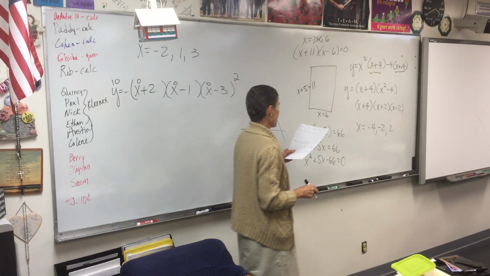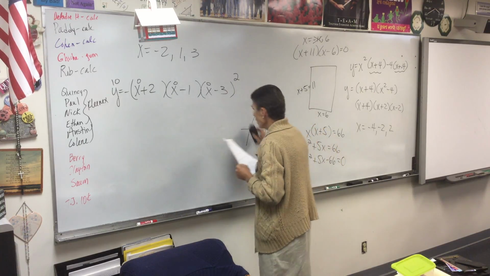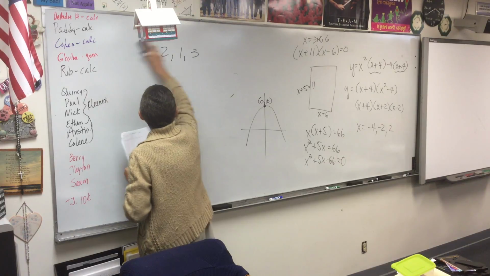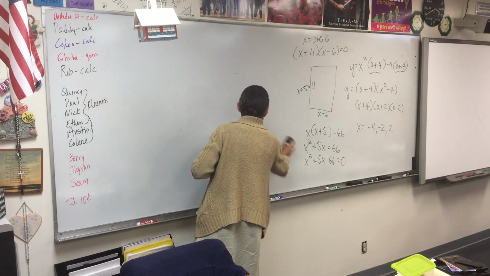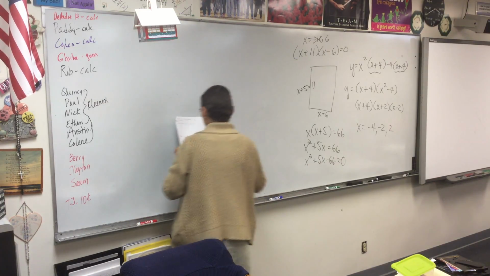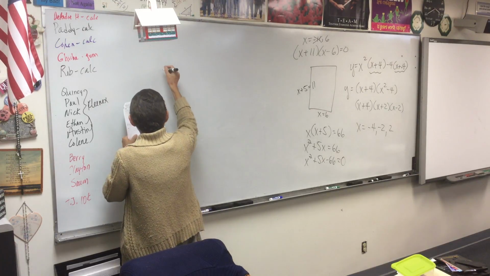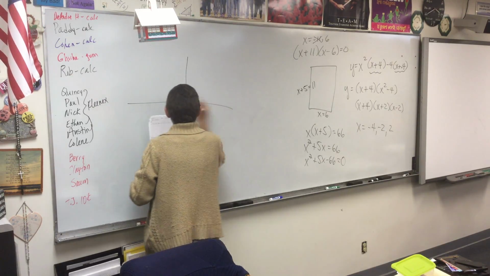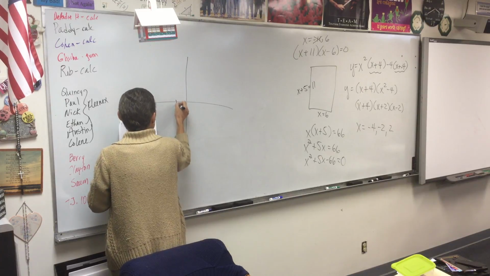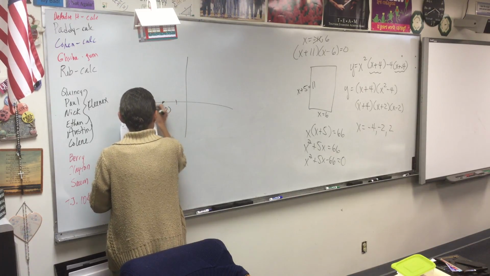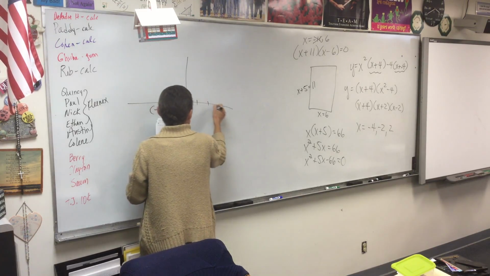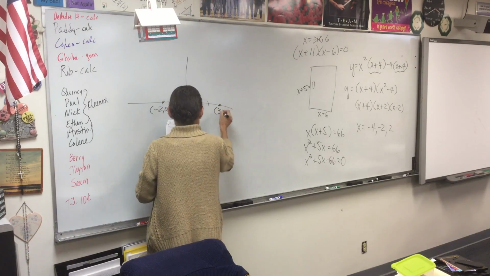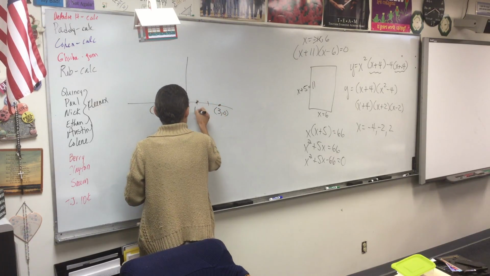Number 2, sketch. All right, we know how to do this. This should not perplex us. How do we sketch? Plot the point, so we'll put one at negative 2, and one at 3, and one at 1.